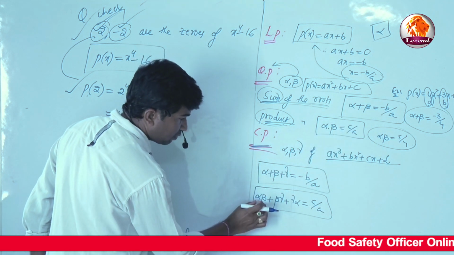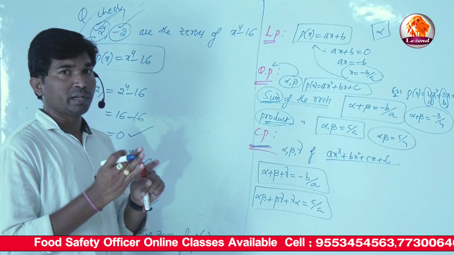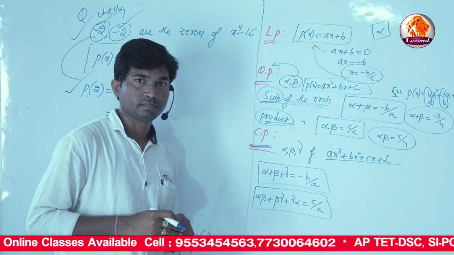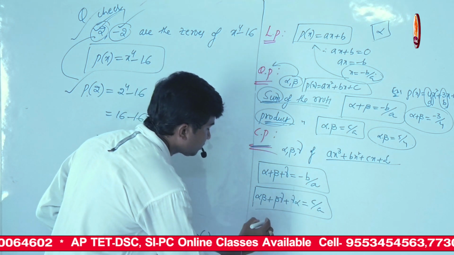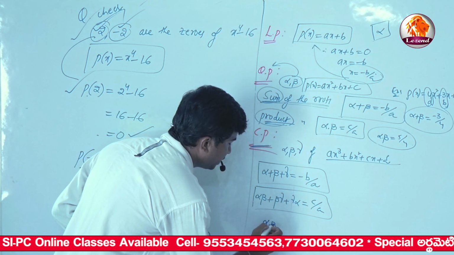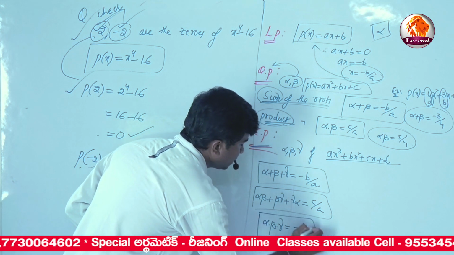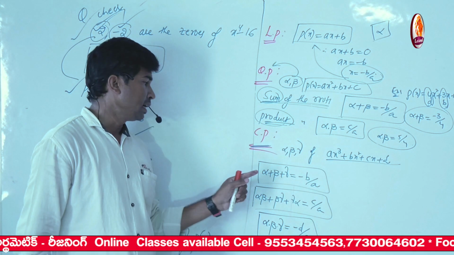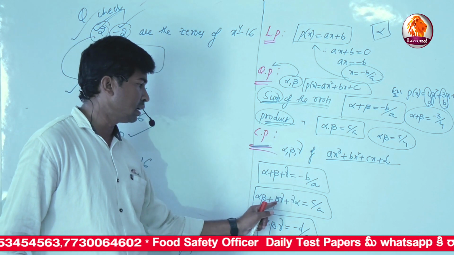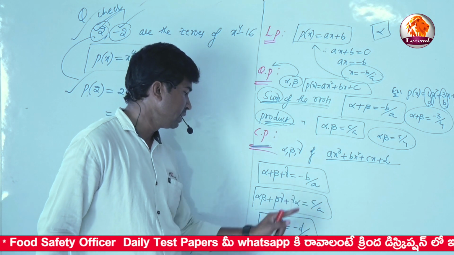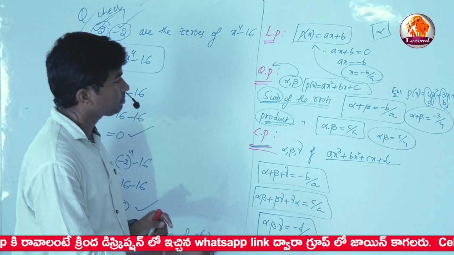But here we have alpha beta, beta gamma, gamma alpha: the sum of the product of two roots at a time. The last term, the product alpha into beta into gamma, is equal to minus d by a. Alpha plus beta plus gamma is equal to minus b by a. Alpha beta plus beta gamma plus gamma alpha is equal to c by a. Alpha into beta into gamma is equal to minus d by a.